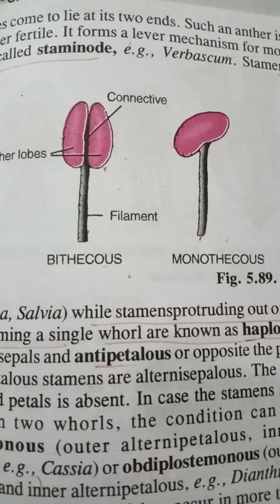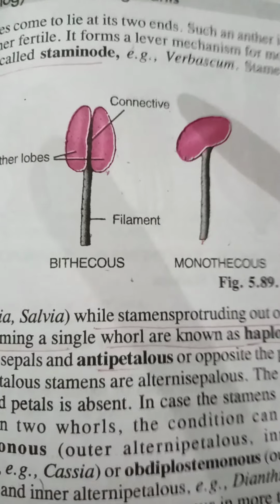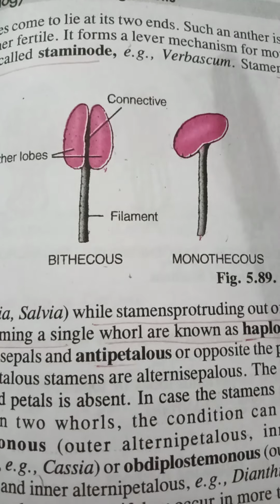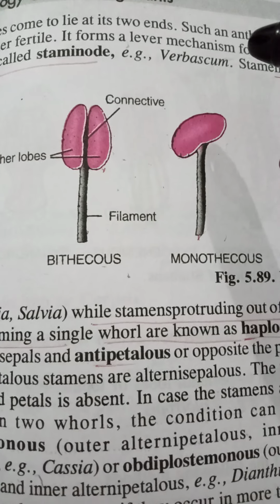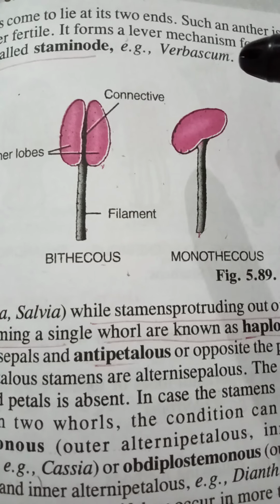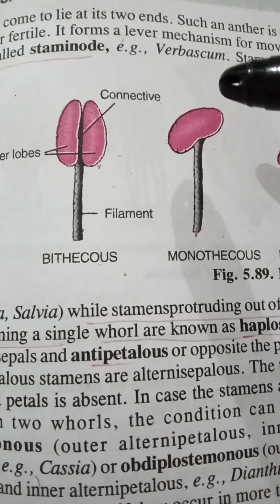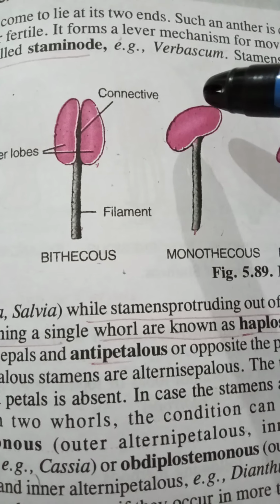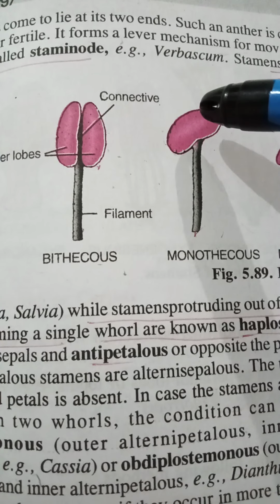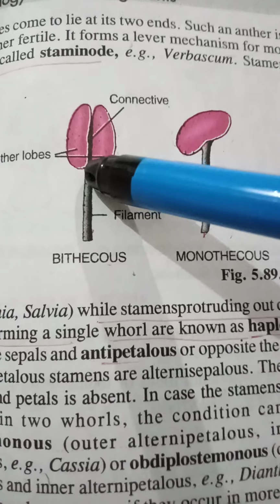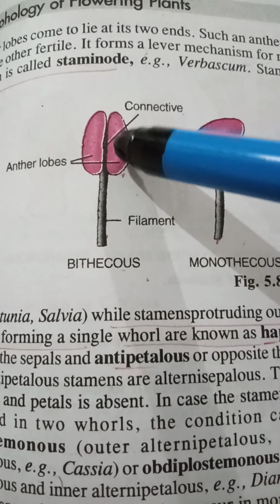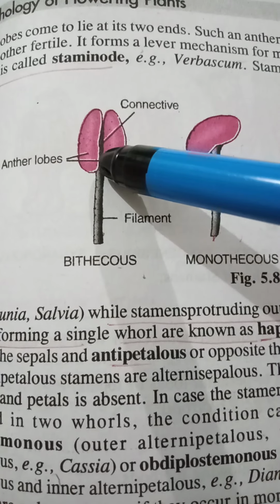Hello everyone. So today let's discuss another topic of the morphology of flowering plants, that is the androecium. Androecium, which is the male reproductive structure of a flower. Now the basic unit of androecium is called the stamen, and each stamen consists of three parts: the filament, anther, and the connective.